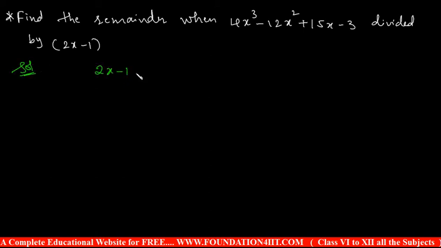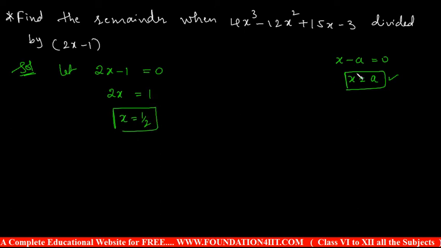2x minus 1, let this equal 0, because x minus a, if I take it equal to 0, then x is equal to a, right? In the place of x only, we substitute the a value. Same concept you can apply here. Whatever we should divide by, we will take it as 0. From this you will find the x value directly. 2x is equal to 1 and x is equal to 1 by 2. x minus a, if 0, then x is equal to a, right? Similarly, x is equal to 1 by 2.